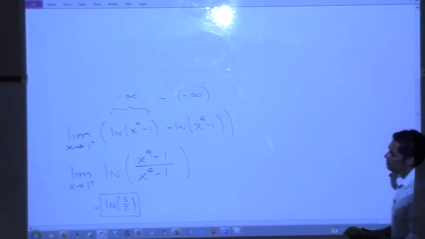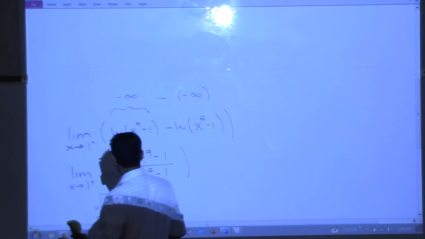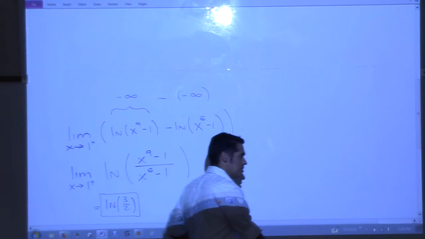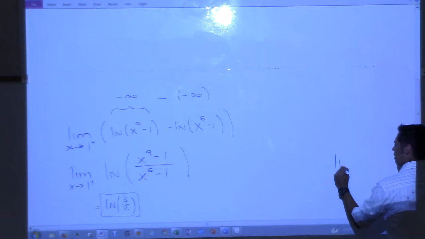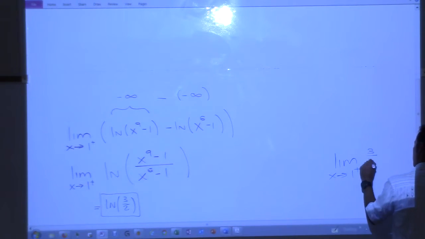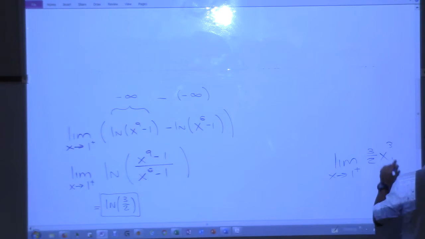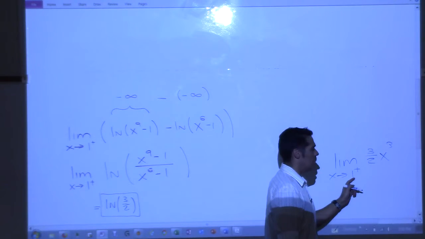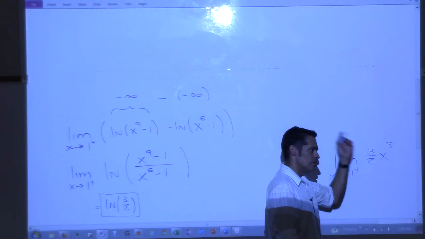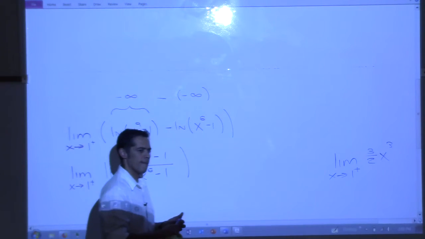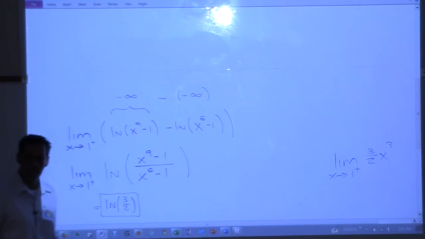The ln eliminated the x cubed? No. On the limit I just erased, I had the limit as x approaches 1 of 3/2 x cubed, right? You were okay up to there? Now let x go to 1. So 1 cubed is 1, so you just get 3/2. All right?